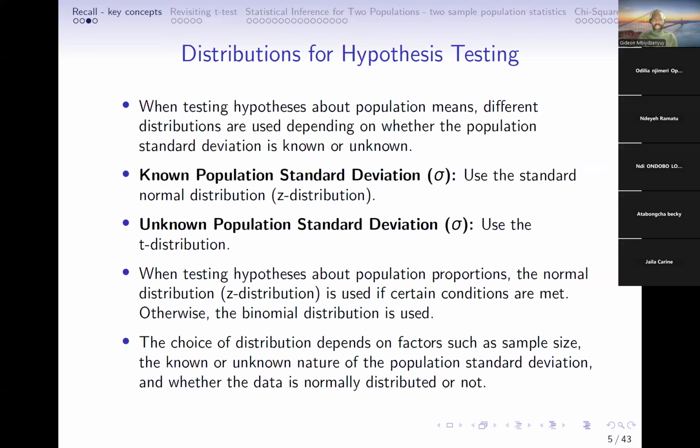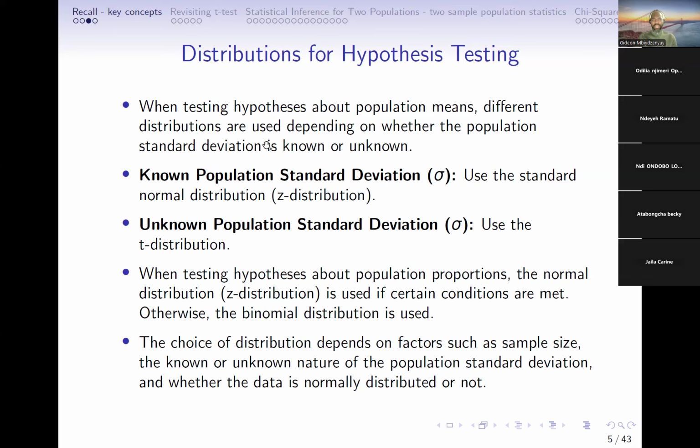When we're doing this kind of tests, we use different distributions. When we're talking about the mean, when I say mean here, I mean the mean as in the average value of the population. So different distributions can be used depending on whether the population standard deviation is known or unknown. These are things I would, if I were you preparing for these exams, have at my fingertips.